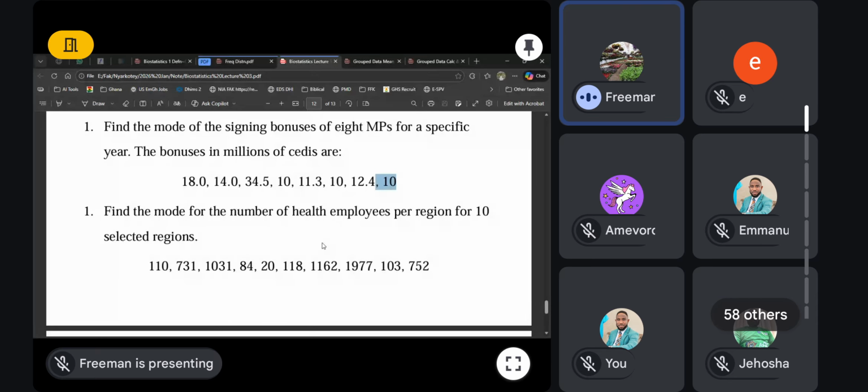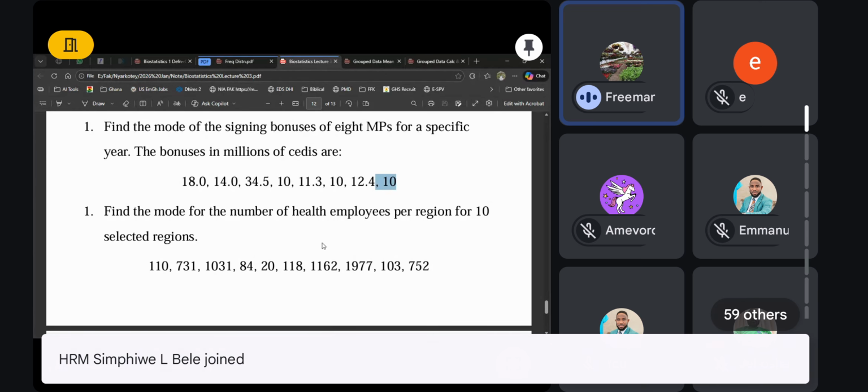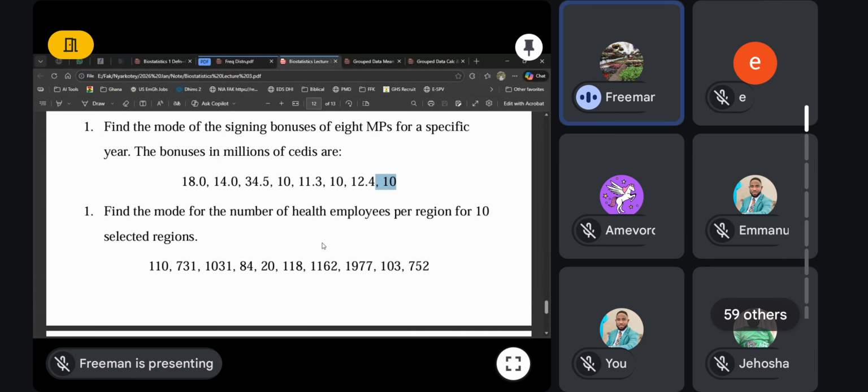So we go, we have another one. Find the mode for the number of health employees per region for 10 selected regions. In one region, there are 110 employees. In another region, there are 731. Another region, there are 1,031 employees. Another region has 84. Another has 20. Another one has 118. Another one has 1162 and 1977, 102 and 752 number of employees in the 10 regions.